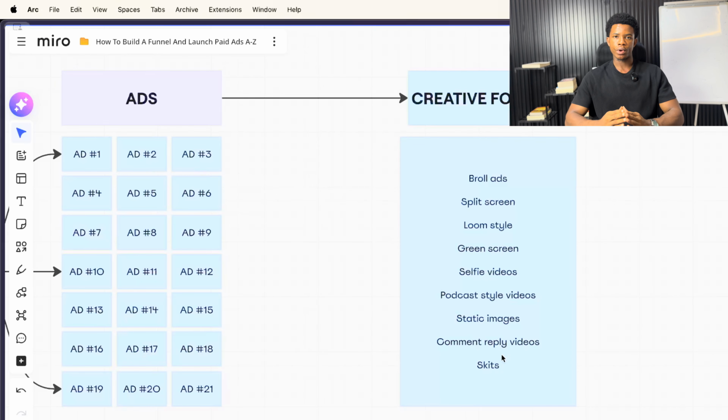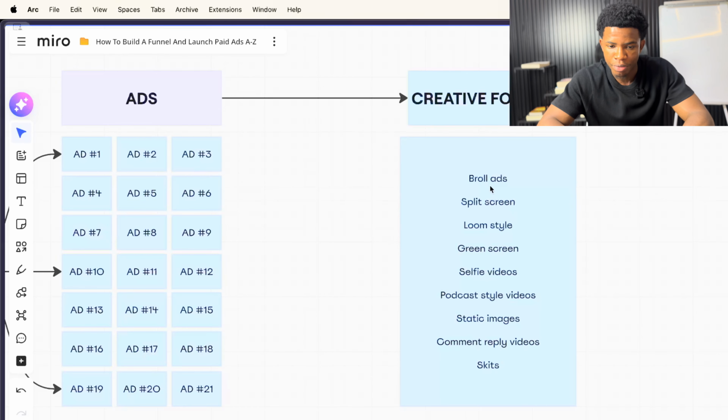Because at the end of the day, when you think about it, Meta is a machine learning algorithm. It's a social platform, and they want to show people content. They don't want to show people ads. In fact, if they had a way to completely eliminate ads and still make money, they would do that. They will absolutely do that. But of course, their main revenue driver is ads, so they have to show people ads at the end of the day. But they're going to give you way better cost if you have ads that don't look like ads, and that's why we like to run a lot of these creative formats that look like content.